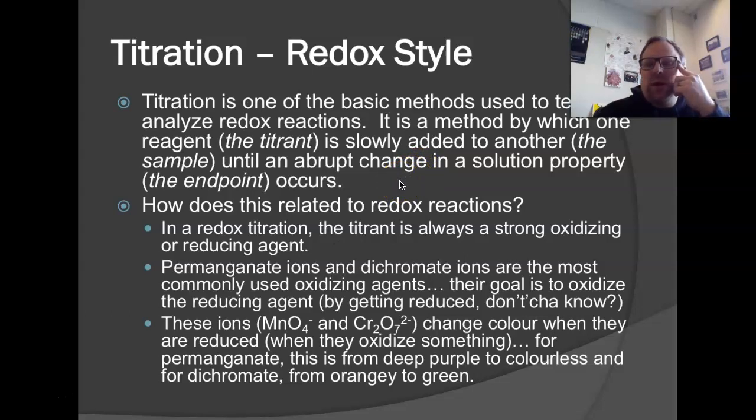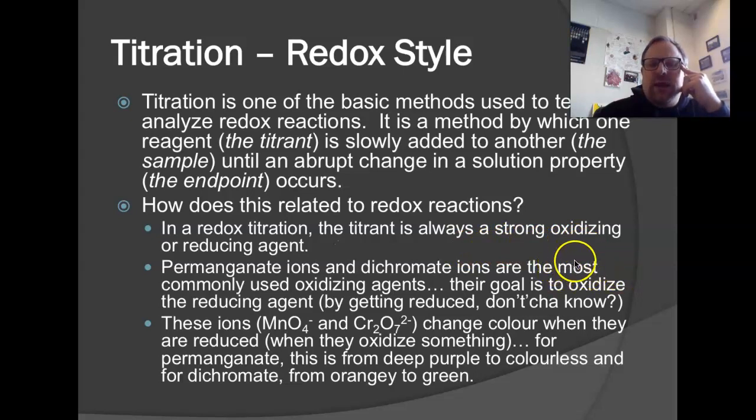In Chem 20, we looked at acid-base titrations, where we used an acid-base indicator and looked for a color change. In this, we're not using acids and bases, so we're not doing an acid-base titration. We're doing a redox titration, and so what we're looking for is a color change again, but we have to use chemicals that have strong colors so that when they are present or not present, we can see the difference. So in a redox titration, the titrant is always a strong oxidizing or strong reducing agent.